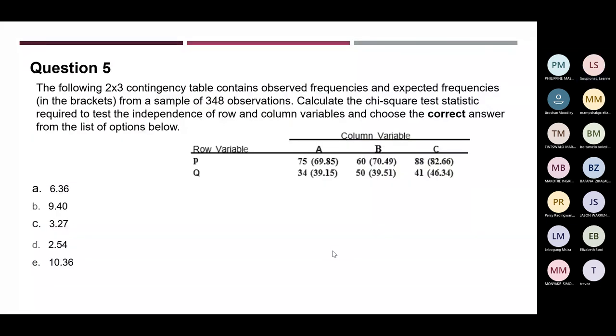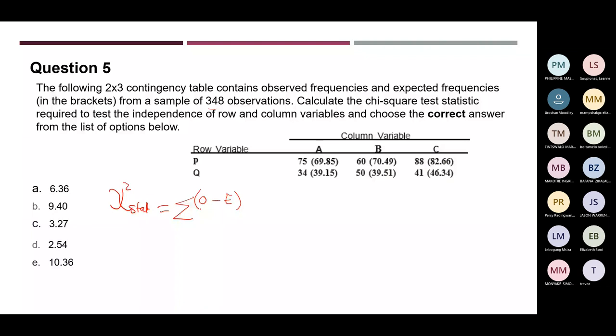Now we have the following 2x3 contingency table, which contains the observed frequencies and the expected frequencies in the brackets. They already calculated the expected frequencies, and this comes from a sample of 348. So if I add 75, 34, 60, 50, 88, 41, it should give me 348. The next thing, they're asking you to calculate the chi-square test statistic using the rows and columns, using observed minus expected, squared, divided by the expected.